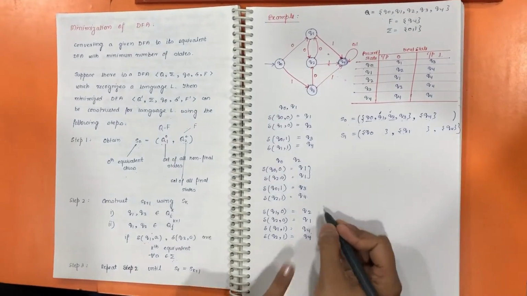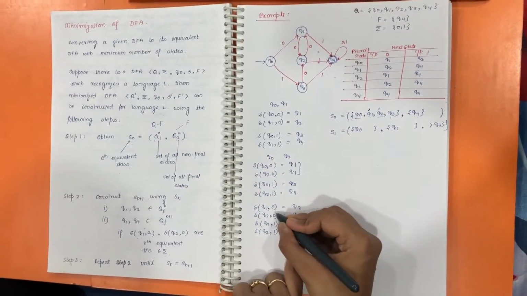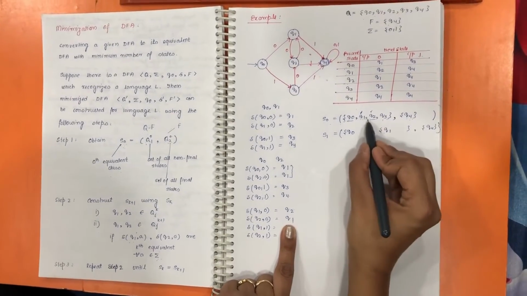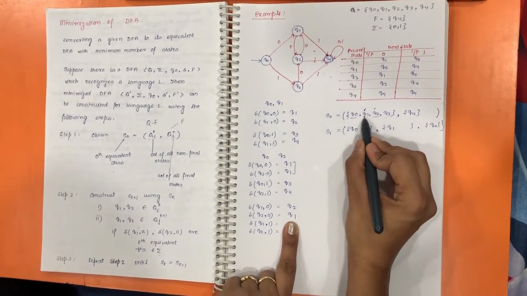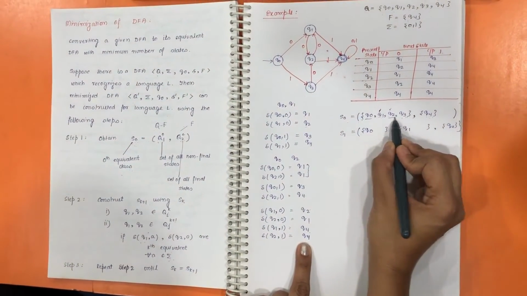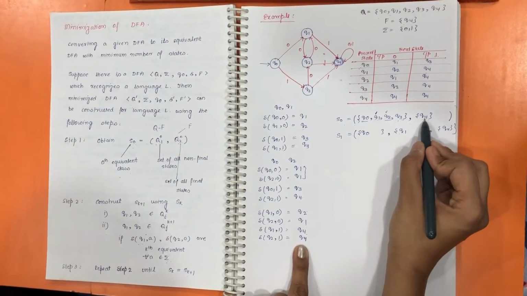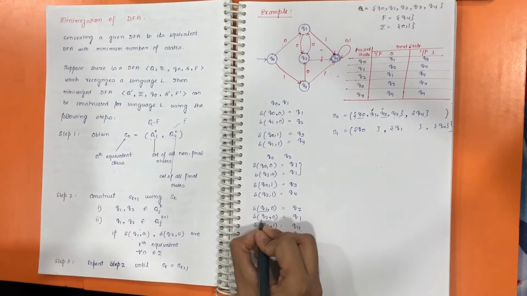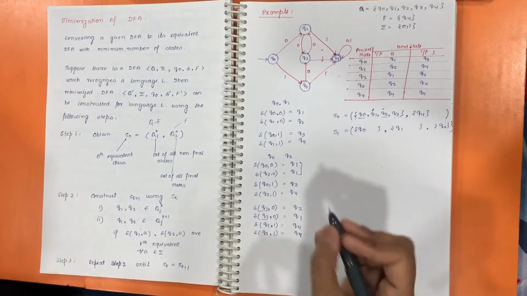So now we'll see the next states for input symbol 0. The next states are Q2 and Q1. Q2 and Q1 are lying in the same set. Now for input symbol 1, the next states are the same, Q4, so obviously they will lie in one set. So here we can say that Q1 and Q2 are 1 equivalent.